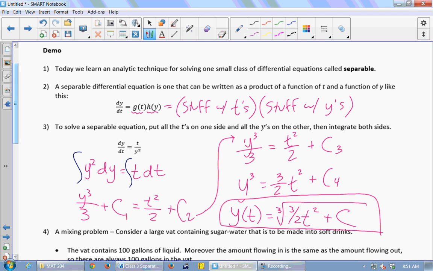You can't, because if you have the square root of a sum, you can't take the square root of the two pieces separately.